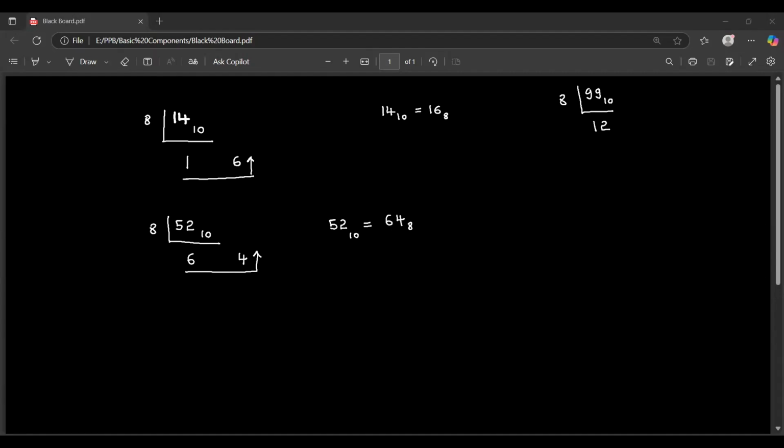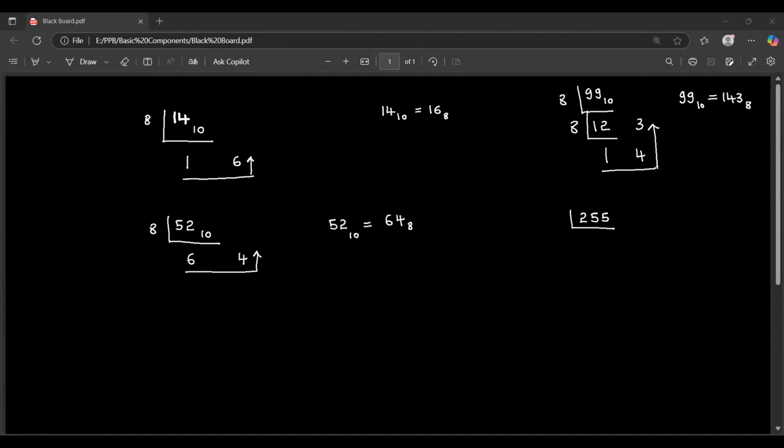12 times 8 is equal to 96, which means the remainder is 3. And you can continue dividing. If you divide 12 again, you'll get 1 and the remainder will be 4. So 99 to the base 10 can be written as 143 to the base 8.